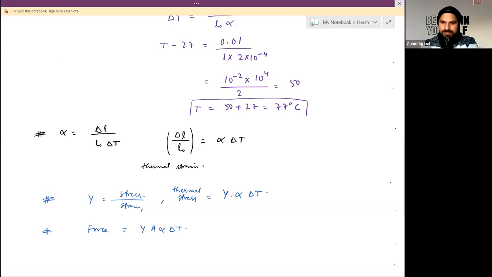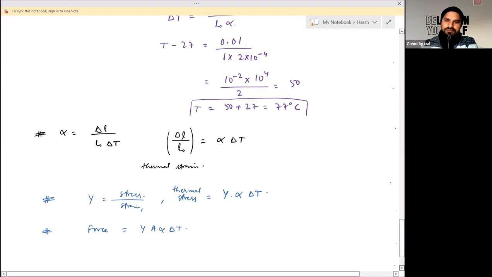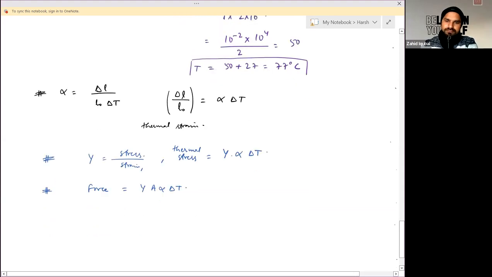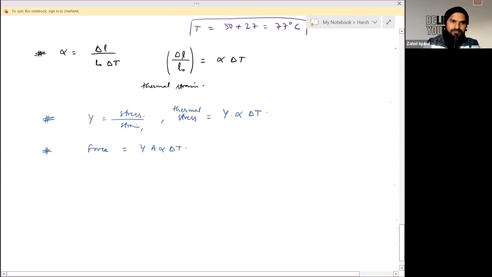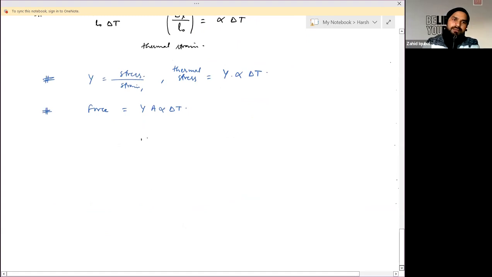Now the next concept will be the bimetallic strip.